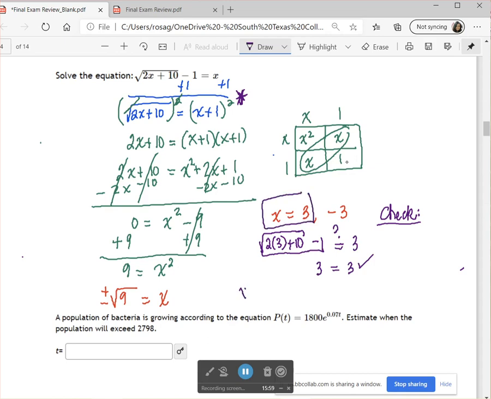And then I'm going to do the same thing with negative 3. So I'm going to do 2 times negative 3 plus 10. And then it's minus 1. And that should give me negative 3 if it's correct. But when I put the left side on the calculator, I get a 1. And that's not equal to negative 3. So I know this one doesn't work. So the only answer is actually just 3.